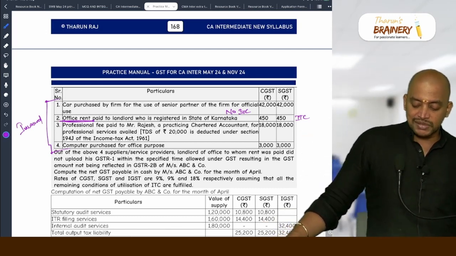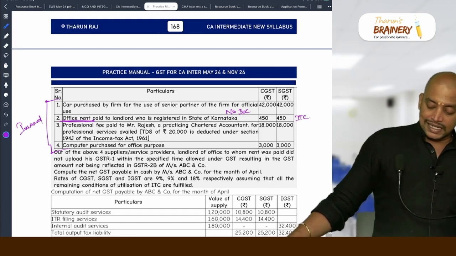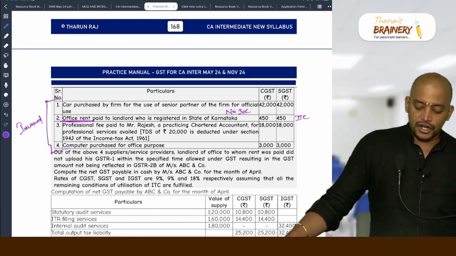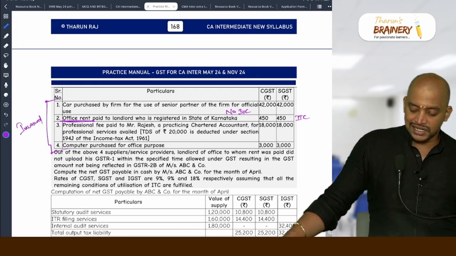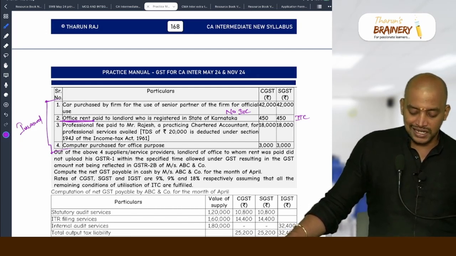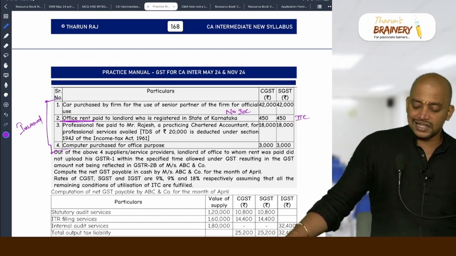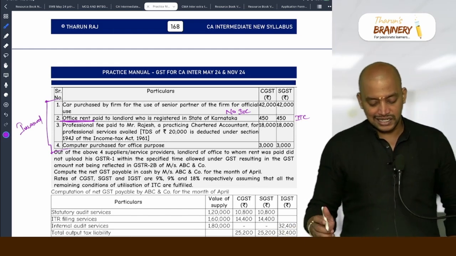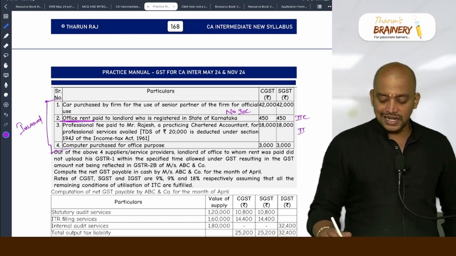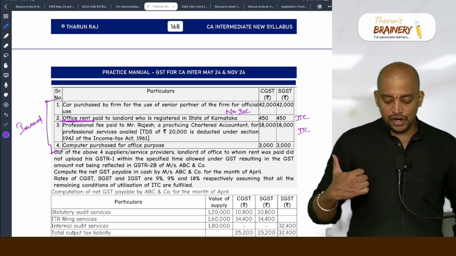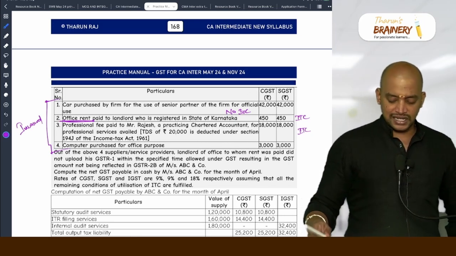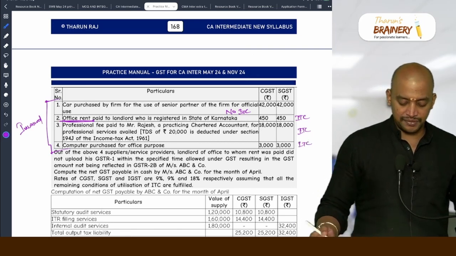Professional fee paid to Mr. Rajesh, a practicing chartered accountant, for professional services availed. TDS of 20,000 is deducted under 194J of Income Tax Act. So can we take this as ITC? Yes, we can take ITC and it is not RCM and all. Computer purchase for office purpose. Yes, we can take ITC, not RCM.